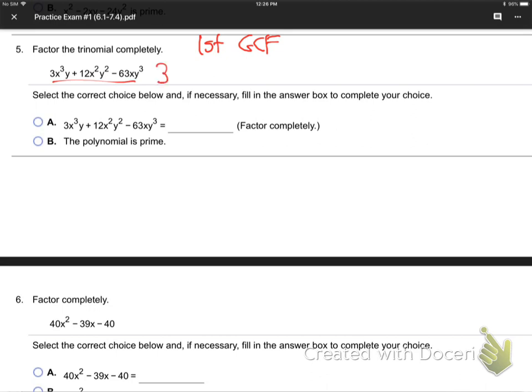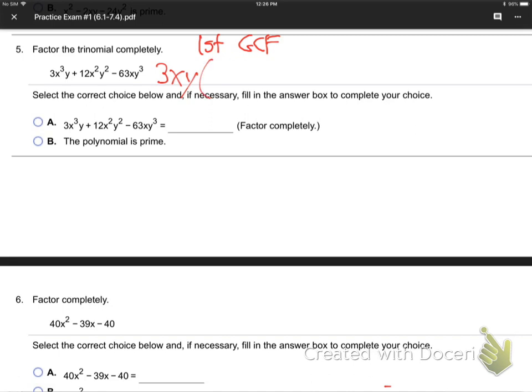Do they all have an x? Looks like they do. Take out the lowest x, would be that one. Do they all have a y? Looks like they do. Take the lowest one, would be that one. So whenever we take out letters, if they all have an x or if they all have a y, you take out the lowest, because that's the greatest amount they have in common.